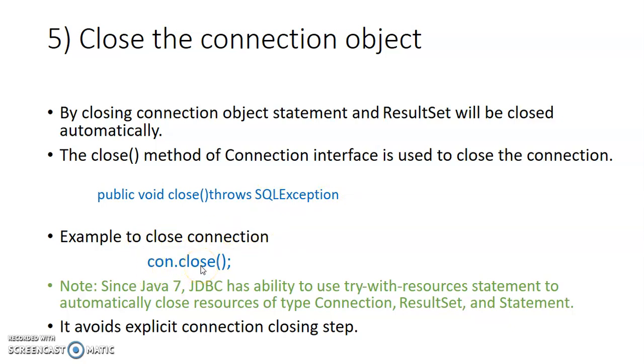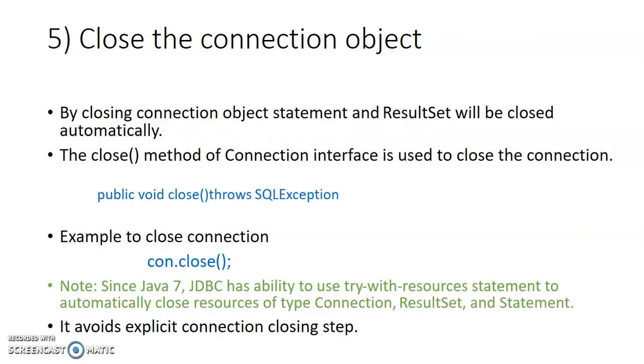It will close the road, the connection which we established for the communication in the beginning. An important note is that since Java 7, JDBC has the ability to use the try-with-resources statement to automatically close resources of type connection, result set and statement. It means that Java can automatically close my road once my usage is over. So it avoids the explicit connection closing step, and this step becomes optional.